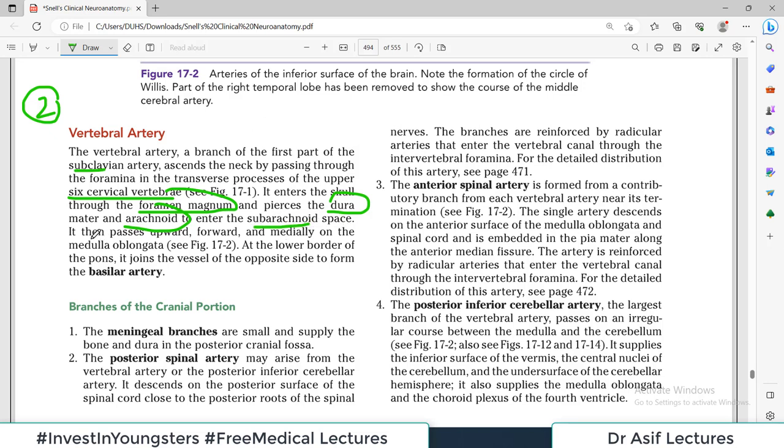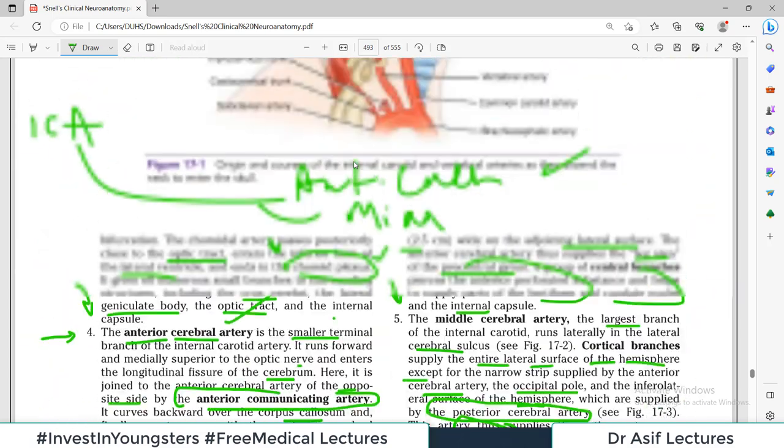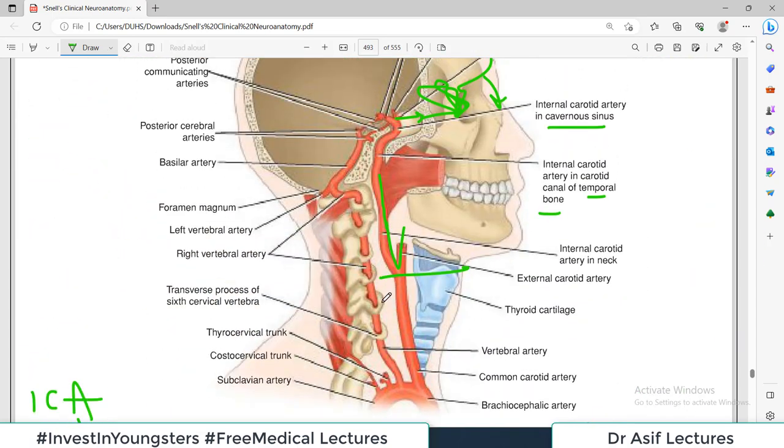Okay, अच्छा, it then passes upward, forward, medially on the medulla oblongata and at the lower border of the pons, दोनों साइड की वर्टिब्रल आर्टरीज मिलकर एक सिंगल आर्टरी बना देती हैं विच इज़ कॉल्ड द बेजिलर आर्टरी. तो अब ये सारा कॉन्सेप्ट हम ज़रा देखते हैं. एक तो ये साइड व्यू देख लेते हैं, उसके बाद मैं आपको फ्रंट से दिखाता हूँ.